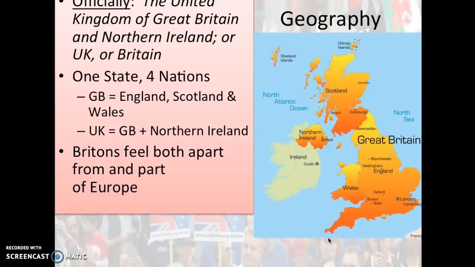In a weird way, the geography of the UK, because it is set off of Europe, creates this mentality and this culture that Britons are apart from Europe, but they're still considered a part of Europe. So it's a dichotomy of, yeah, we're part of the European continent, but since we are an island and we can avoid direct contact with the other European states, we have our own identity.